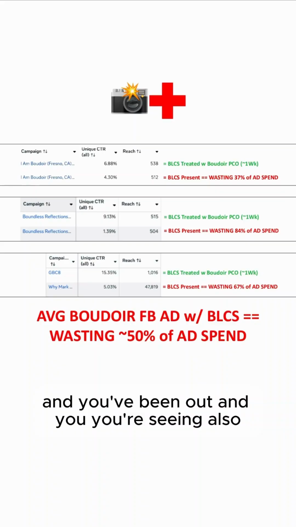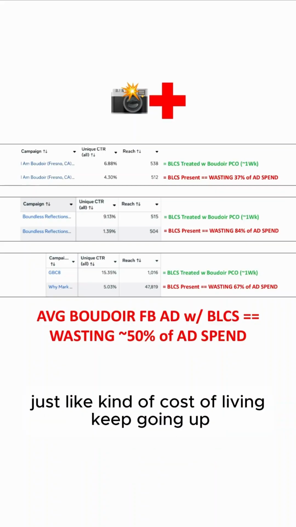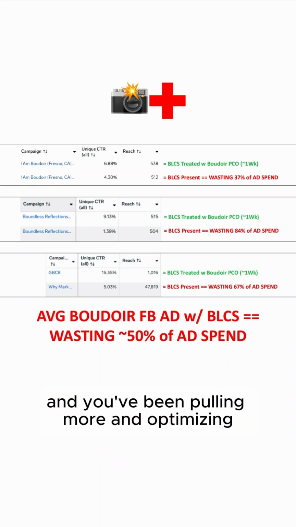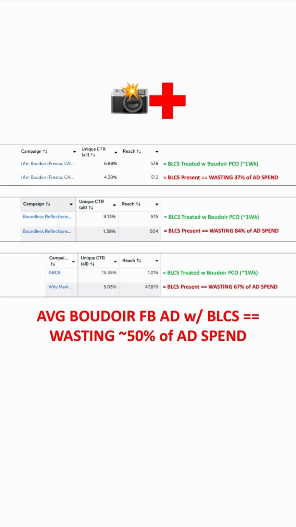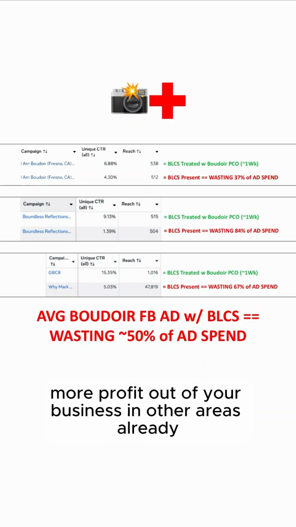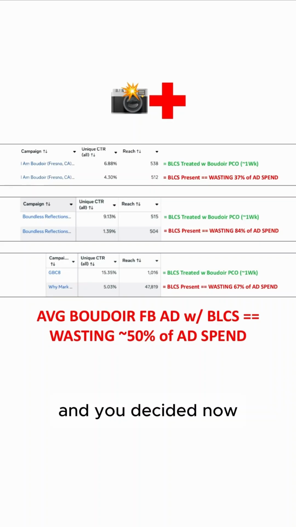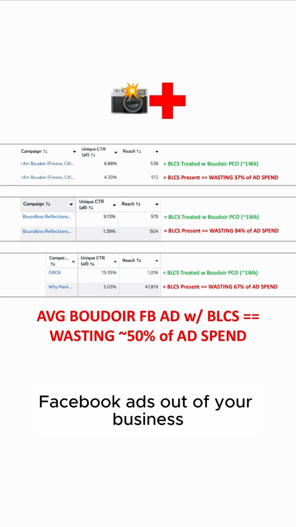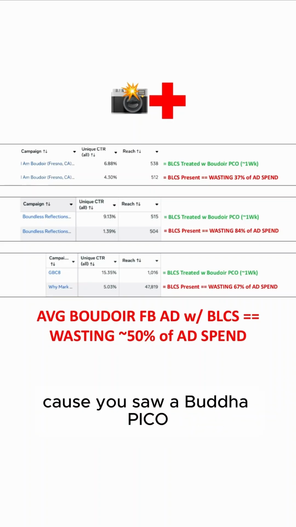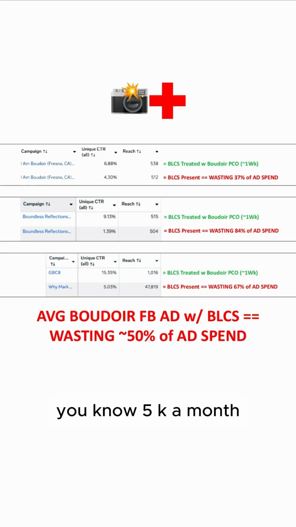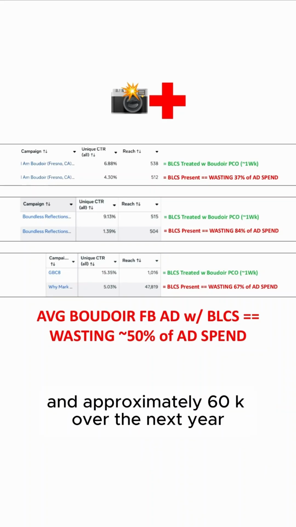And you're also seeing inflation, cost of living keep going up, going up, going up. And you've been optimizing, pulling more profit out of your business in other areas already. And you decide now you're finally ready to optimize the Boudoir Facebook ad side of your business because you saw with Boudoir Pico, yeah, it can save approximately 5K a month. Put that back in your pocket that you don't have to spend, so it's not being wasted. And approximately 60K over the next year.